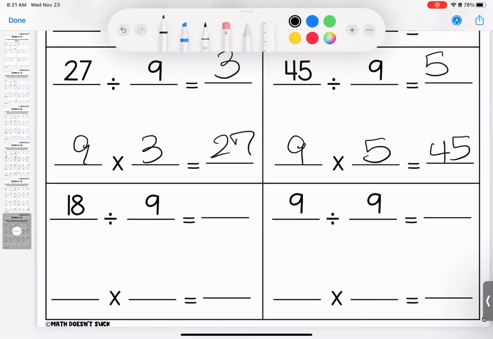18 divided by 9 is 2. 9 times 2 is 18. 9 divided by 9 is 1. 9 times 1 is 9.